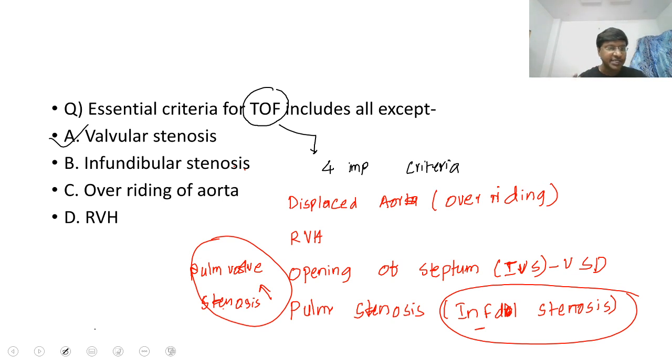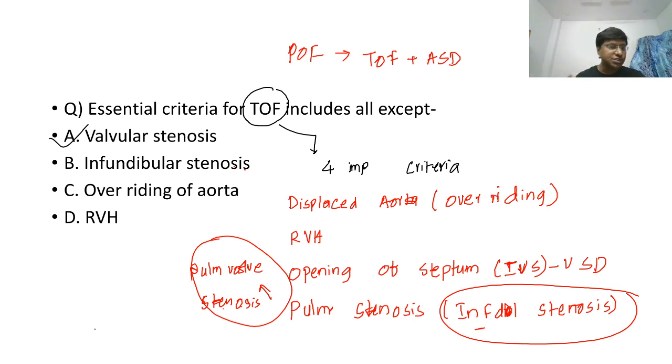It is not the essential criteria. Next, the other important point, let me tell you, everyone is aware of tetralogy of Fallot, and everyone is also aware of the pentalogy of Fallot. What is pentalogy of Fallot? It is nothing but, to this particular tetralogy of Fallot, if ASD is added, then it becomes pentalogy of Fallot.